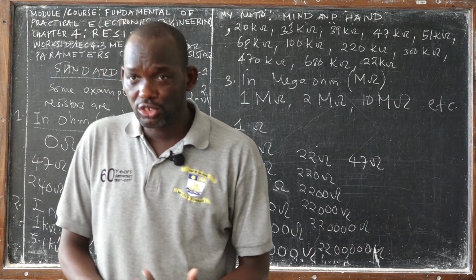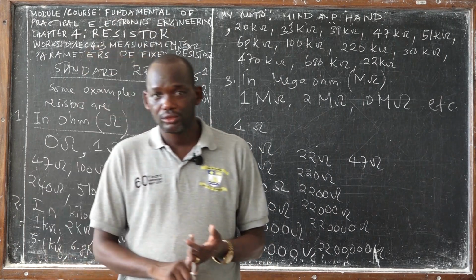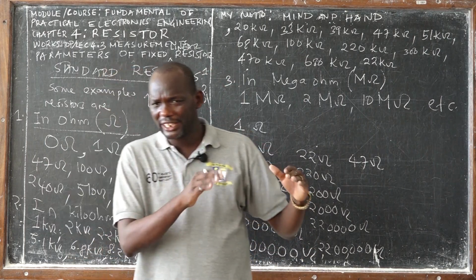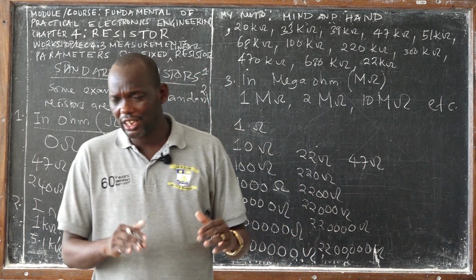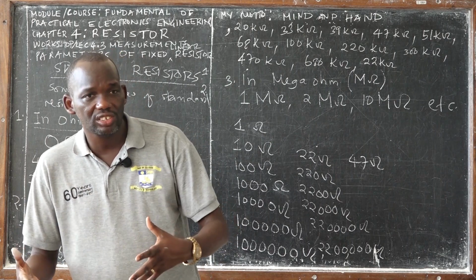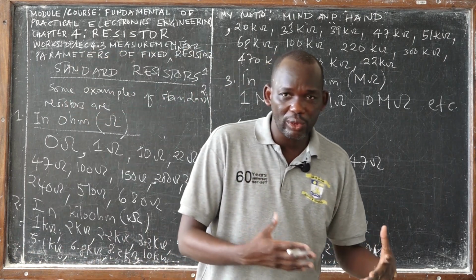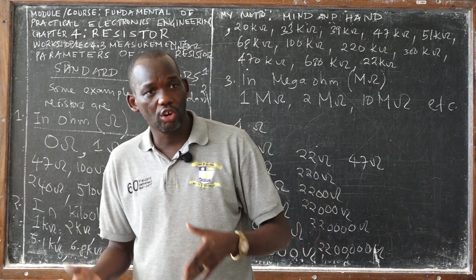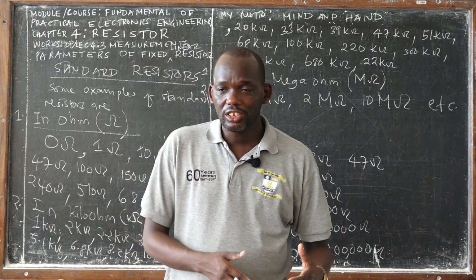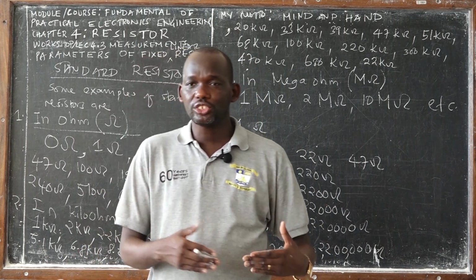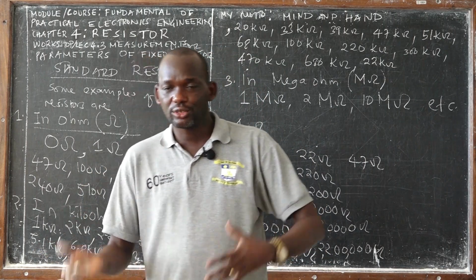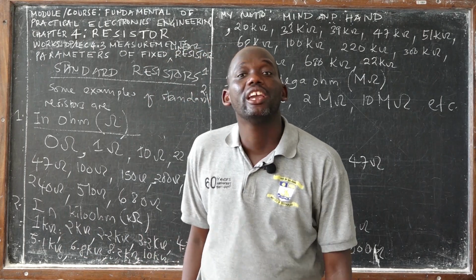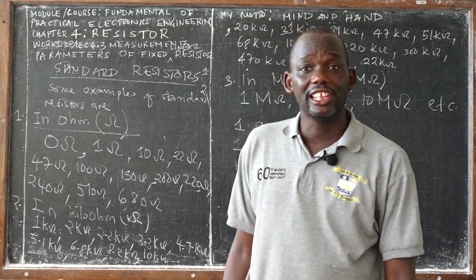For 22, you just have to remember 22. You may not keep all of this information. So if you have 22, the next one is what? We say that it's 220. And after 220, the next one is what? We add 0. 2.2 kilo ohm. Then the next one is 22 kilo ohm. The next one is 220 kilo ohm. The next one is 2.2 mega ohm. Are we together?